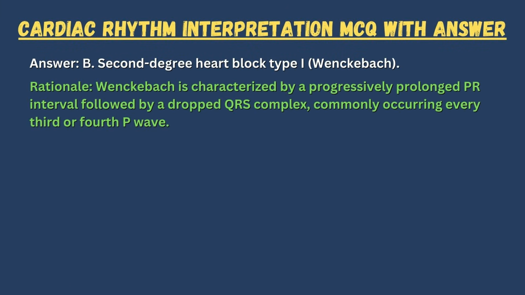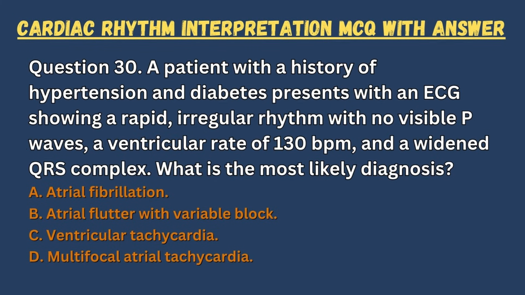Answer: B. Second-degree heart block type I Wenckebach. Rationale: Wenckebach is characterized by a progressively prolonged PR interval followed by a dropped QRS complex, commonly occurring every third or fourth P wave. Question 30.